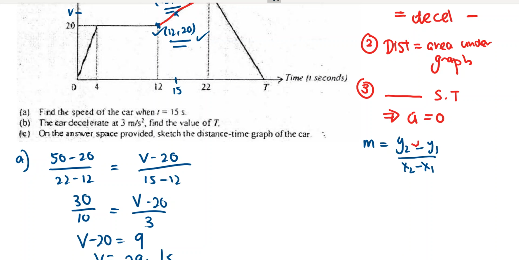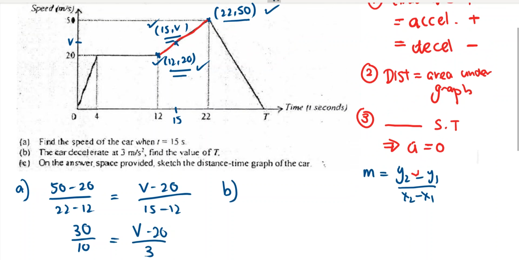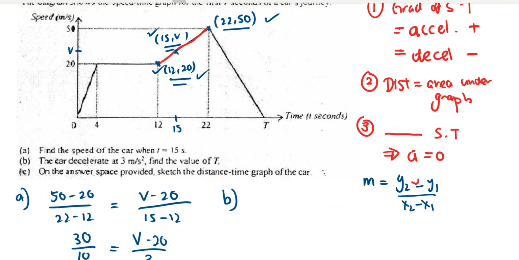So for the next one, B, the car decelerates at 3 meter per second square. So when does the car decelerate? Let's look at this graph. From the first 4 seconds, the speed increases from 0 to 20. So of course, this is accelerating, at acceleration greater than 0.